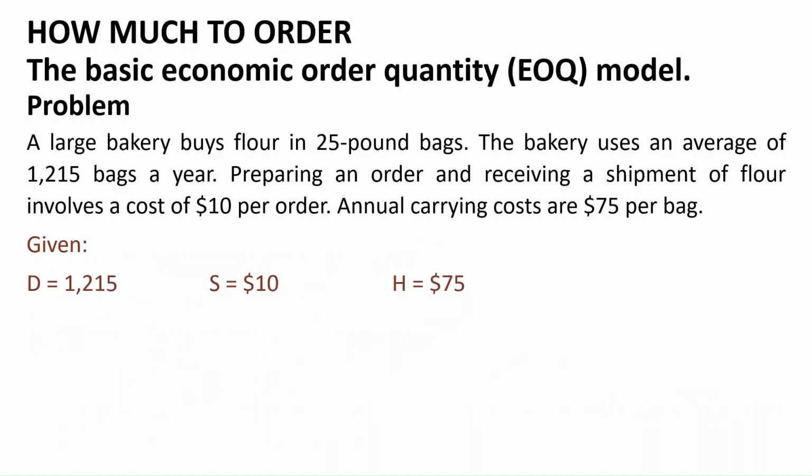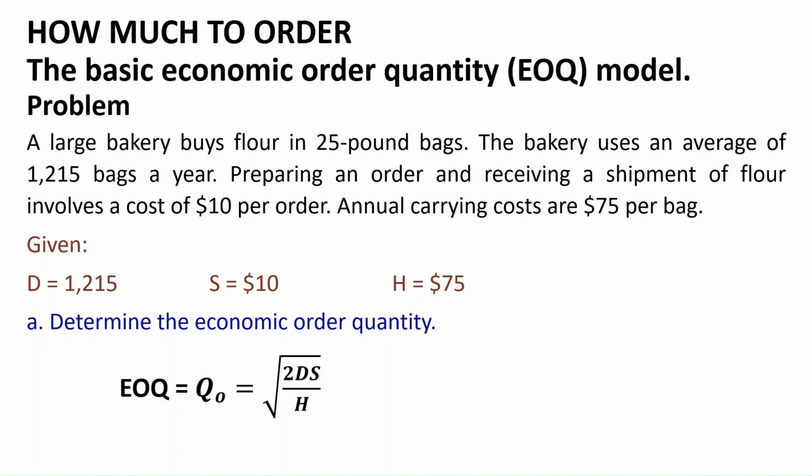The givens in this problem are the annual demand D equals 1,215, the order cost S equals $10, and the holding cost H equals $75. The first question is, determine the economic order quantity. Recalling the equation used to calculate the economic order quantity: Q0 equals the square root of 2 multiplied by D multiplied by S divided by H.